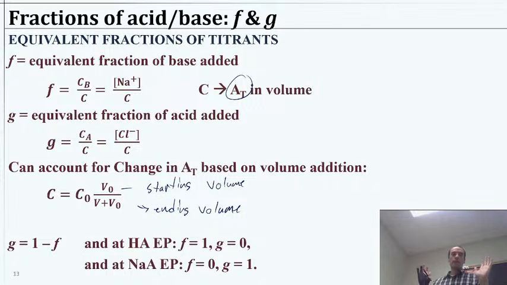Okay, all that to say, we can then use these fractions to tell us something about the equivalence points, where at the HA equivalence point, the F is 1, so F is the equivalent amount of base added, and G is 0, and likewise at the NaA equivalence point, F is 0 and G is 1. Okay, and I think that's the fraction that we need. It's 1. I might have gotten that backwards.